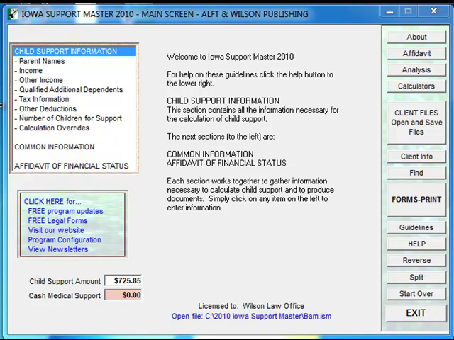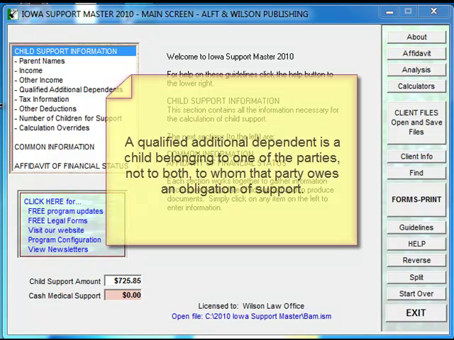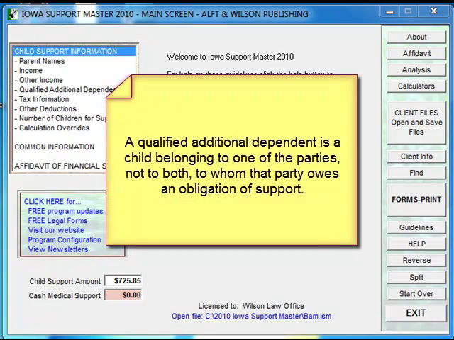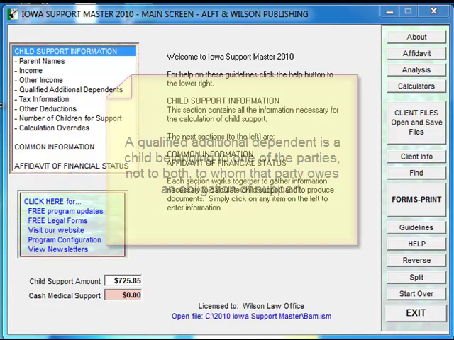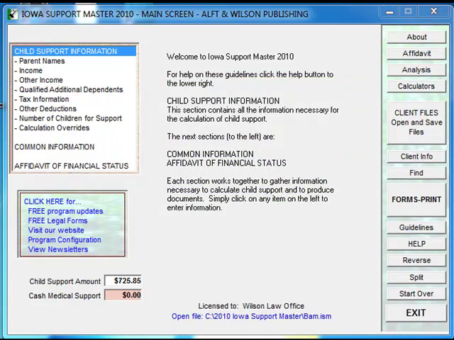In this tutorial, I want to discuss with you the qualified additional dependent deduction that's allowed by the child support guidelines. First, you need to know what is a qualified additional dependent. It is a child belonging to either of the parties, but not to both, to whom that party owes an obligation of support. The party having the obligation is allowed a deduction against their income for the obligation.